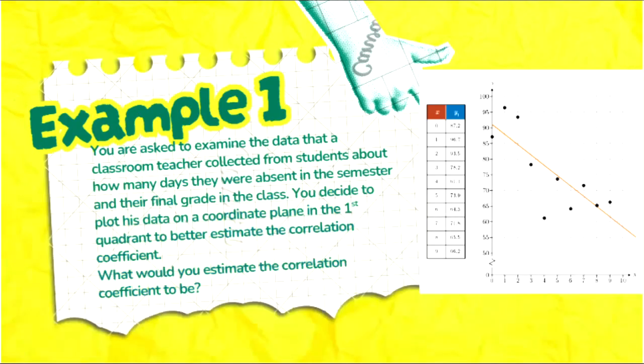Okay, here's example number 1. You're asked to examine the data that a classroom teacher collected from students about how many days they were absent in the semester and their final grade in the class. You decide to plot this data on a coordinate plane in the first quadrant to better estimate the correlation coefficient. What would you estimate the correlation coefficient to be? We're going to work through this together.